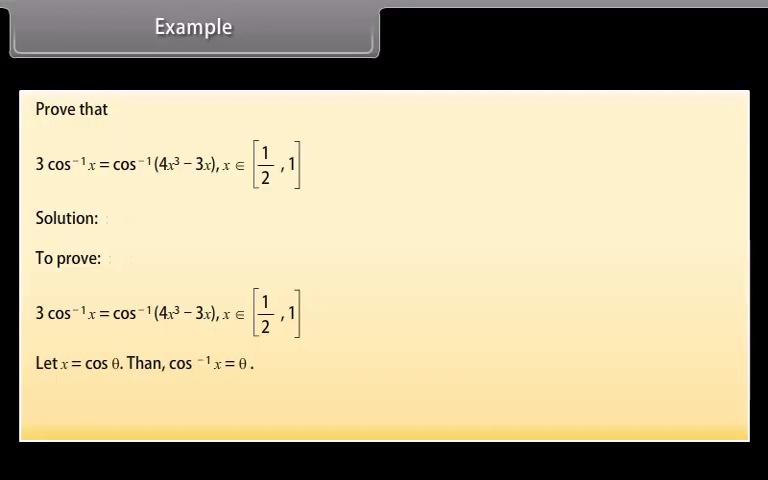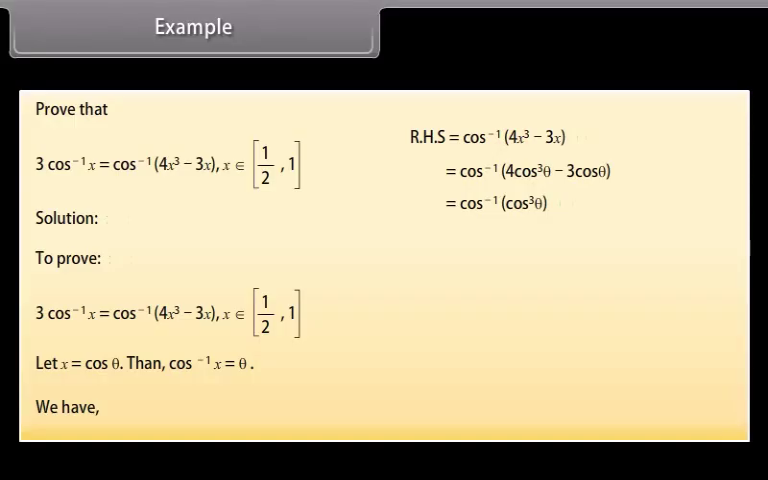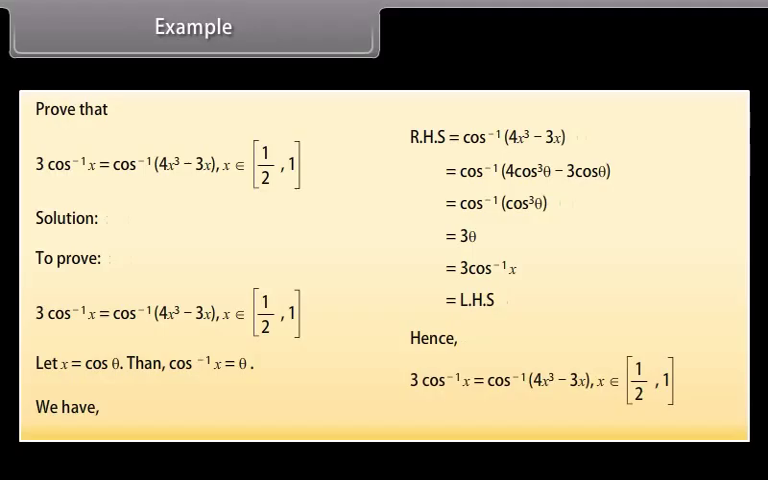Let x is equal to cos theta, then cos inverse x is equal to theta. We have right hand side is equal to cos inverse of (4x cube minus 3x), which is equal to cos inverse of (4 cos cube theta minus 3 cos theta), which is equal to cos inverse of cos 3 theta, which is equal to 3 theta, which is equal to 3 cos inverse x, which is equal to left hand side. Hence, 3 cos inverse x is equal to cos inverse of (4x cube minus 3x), x belongs to [1 by 2, 1].